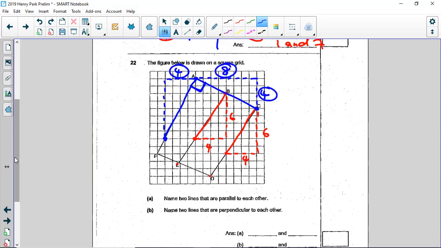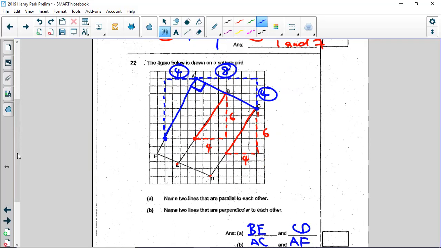Okay, so what's the answer? Okay, let me just put down the answer for part A. So you have BE, right? BE and CD are parallel. And then which are perpendicular? Your AC, AF. Okay, AC and AF. Some of you may have different letters, but as long as your lines are part of my lines, you are still correct.